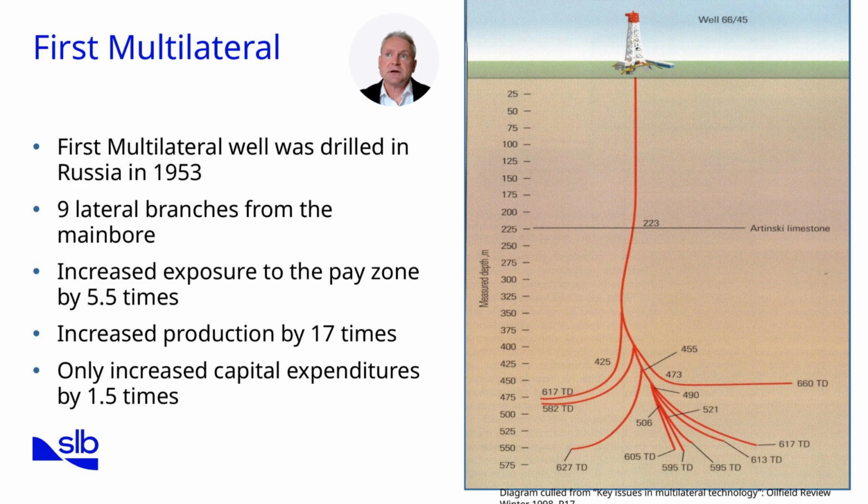On the diagram shown here, you can see the main bore with 9 laterals branching out like the spokes of a wheel. Each lateral intersects different parts of the reservoir, maximizing contact, so from the very beginning, multilaterals showed their potential to improve recovery efficiency. Next, we'll look at why they are not simply 2 wells in one.